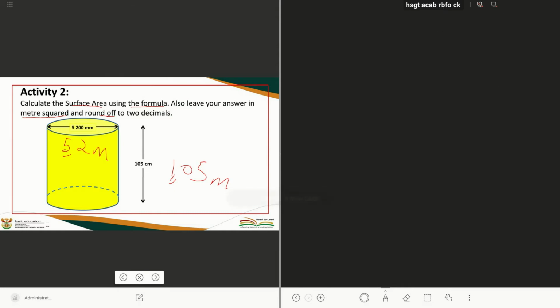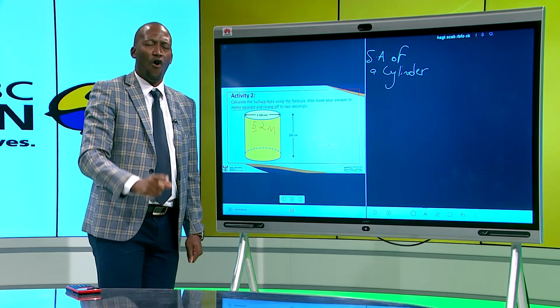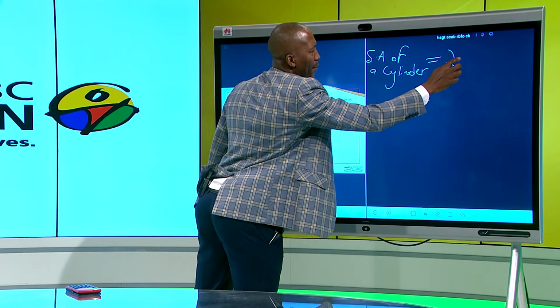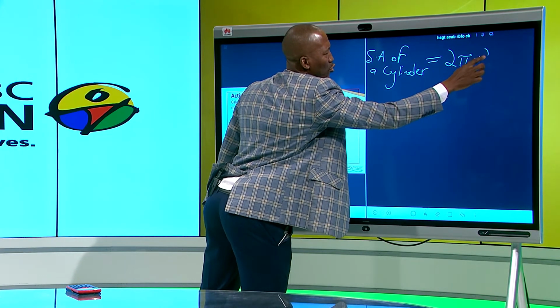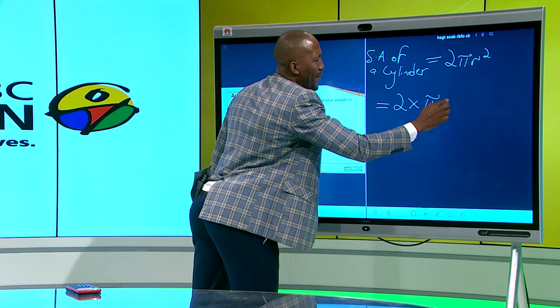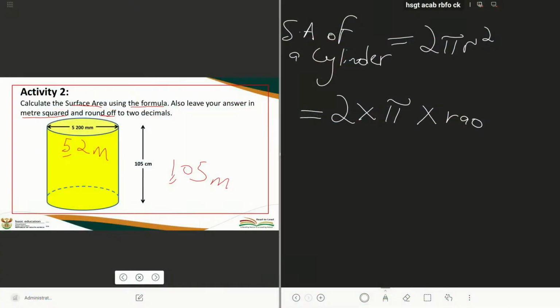After getting this, what do we do? We are calculating the surface area now. Surface area of a cylinder. The formula for surface area of a cylinder is totally different from the formula of a surface area of a rectangular prism. Of a cylinder is going to be 2 pi r squared, meaning that it's equals to 2 multiplied by pi multiplied by radius. The r is the radius, all of it squared.